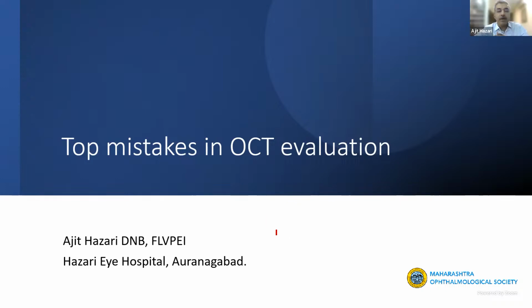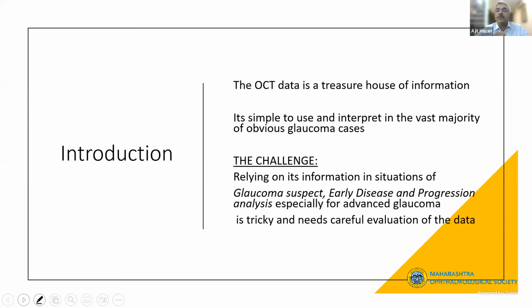Okay, great. So OCT machines have become so common even in the interiors of the whole country. So many practitioners have OCT available, and almost every town or city would have access to OCT. The OCT data is a treasure house of information. It is simple to use and interpret in the vast majority of obvious glaucoma cases. But the challenge remains that it is difficult to rely on its information in situations of glaucoma suspect, early disease and progression analysis, especially for advanced glaucomas. There it becomes tricky and needs careful evaluation of the data that is presented to us.